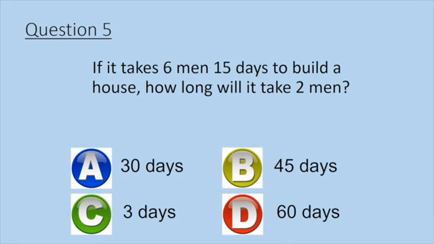Now, 2 men is 1/3 of the number of 6 men. So therefore, you've got 1/3 of the resources, so it will take 3 times longer. So 3 times 15 is 45 days. But we all know what builders are like.